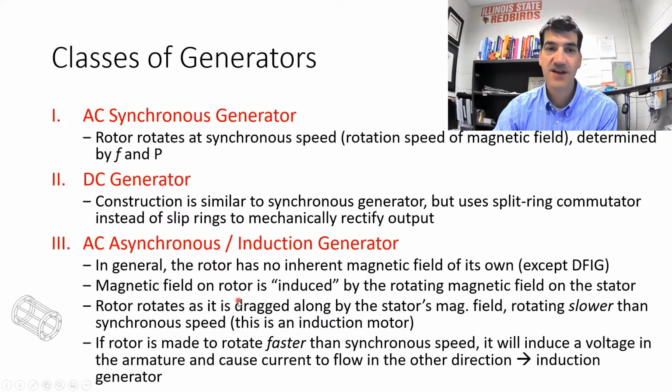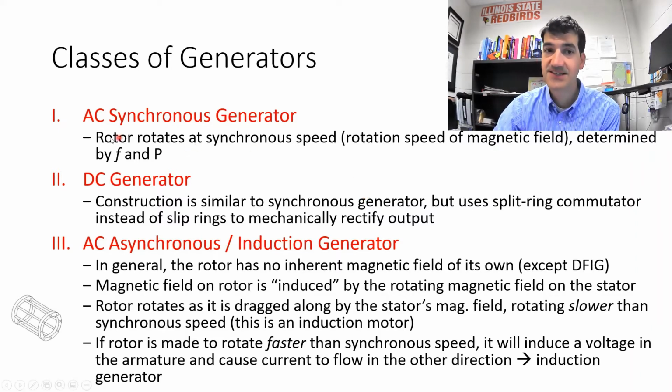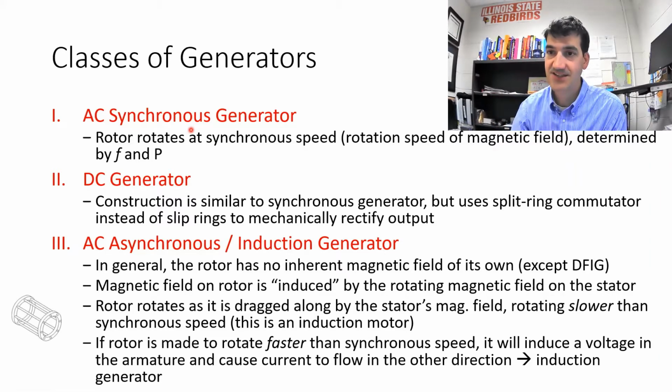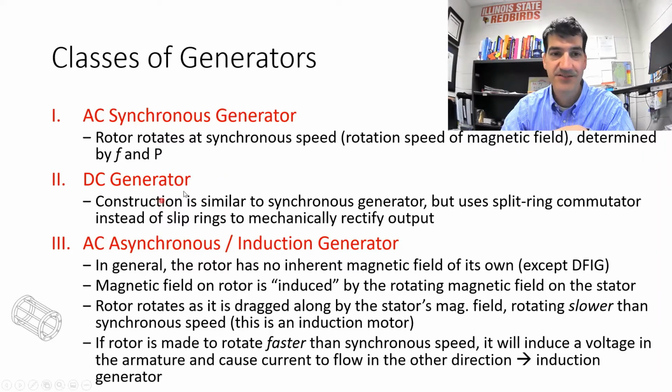Okay, so we're going to talk about 3 general classes, and we'll talk in more detail about each one of these. But in general, this is the way the presentation today is going to be organized. First, we'll talk about AC synchronous generators, which is what we've talked about so far. We've also talked about DC generators. So we've talked in an overview of these 2 types of generators, but we'll talk in a little more detail about synchronous generators.